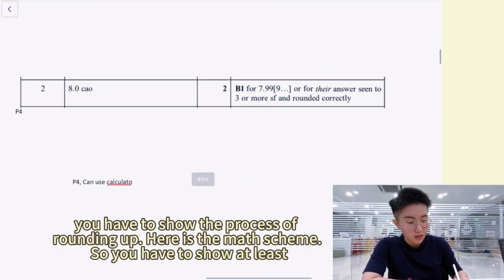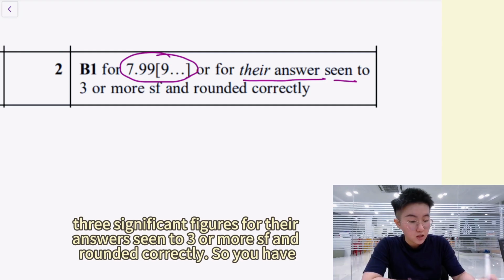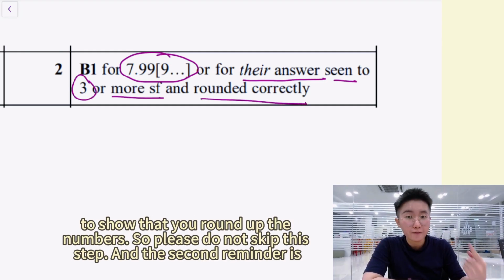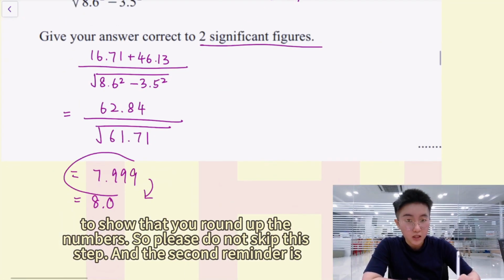Here is the mark scheme. So you have to show at least 3 significant figures for answers seen to 3 or more SF and rounded correctly. So you have to show that you round the numbers. So please do not skip this step.